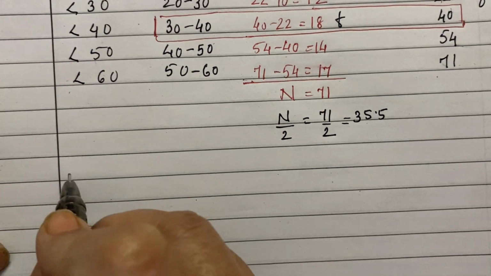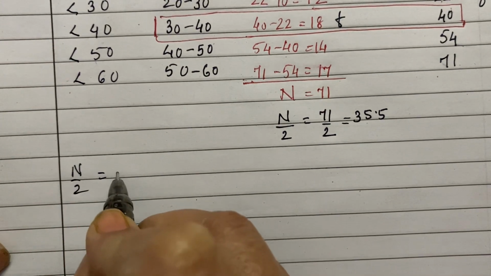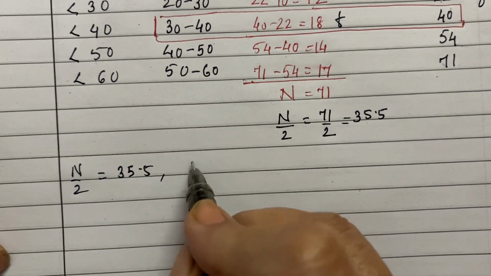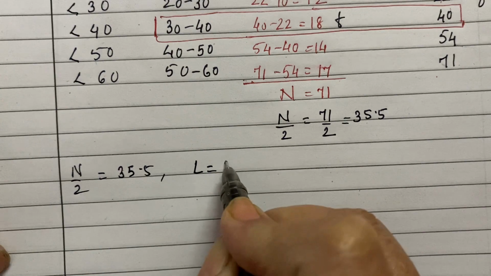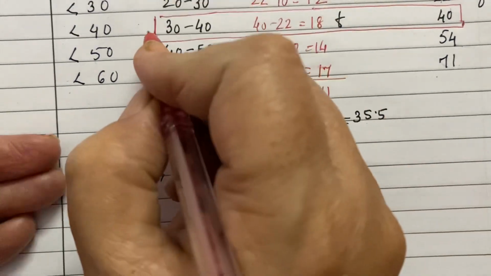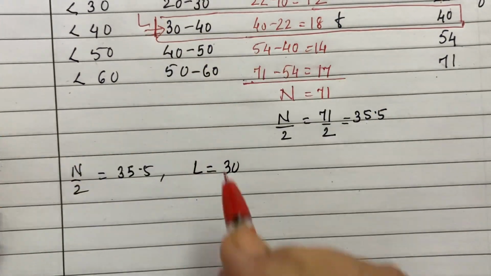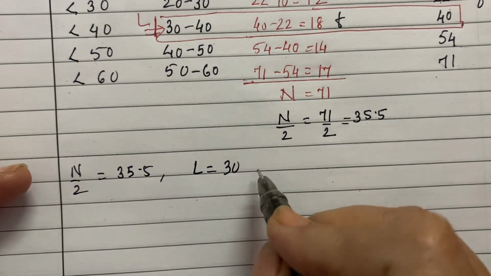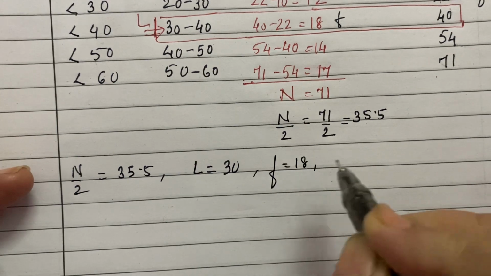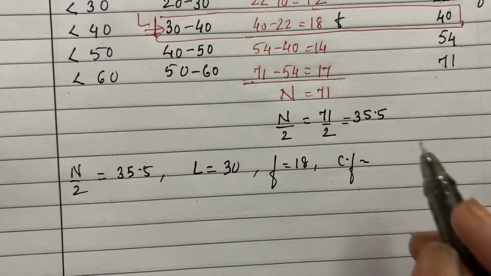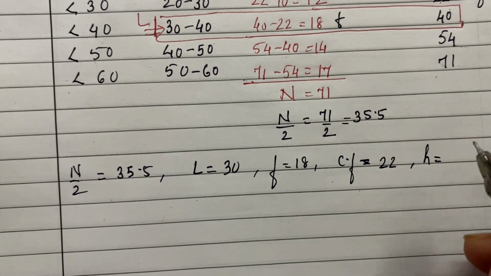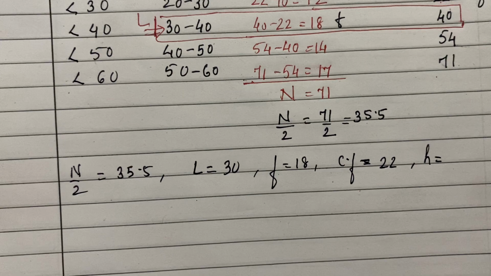So your n by 2 is 35.5. Lower limit L is 30. Then what is your frequency? Frequency is 18. Cumulative frequency is 22. What is left now is the width of the class, the height. How much is the width of the class? It is 10.